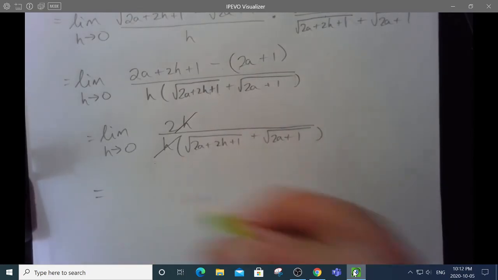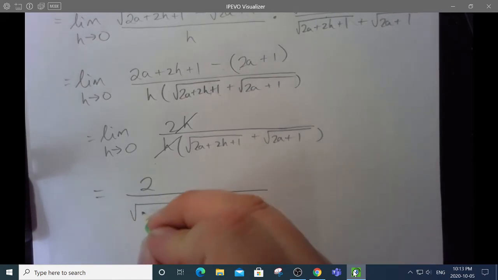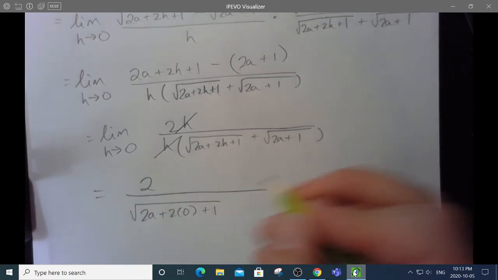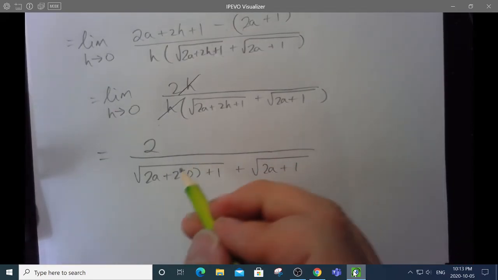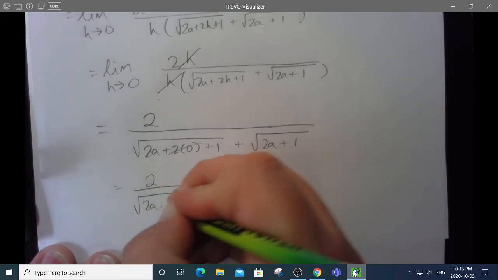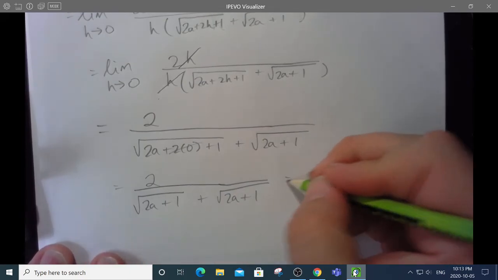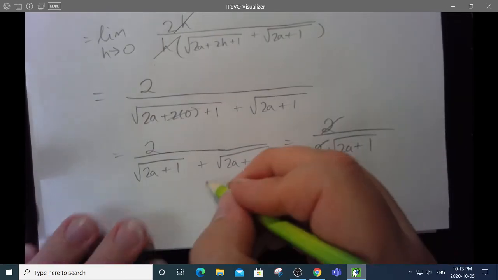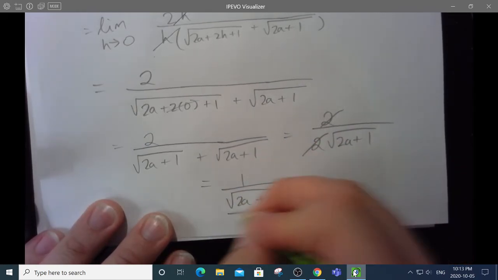So I am looking at, and I think I'll just go right to my limit here, 2 over the square root of 2a plus 2 times 0, because h is being replaced by 0, plus 1, plus the square root of 2a plus 1. And even that simplifies a bit, since this just goes away. You're actually going to get 2 over the square root of 2a plus 1 plus the square root of 2a plus 1. And I can just combine those into 2 times the square root of 2a plus 1. The 2's cancel, and there is my nice simplified answer for a slope.